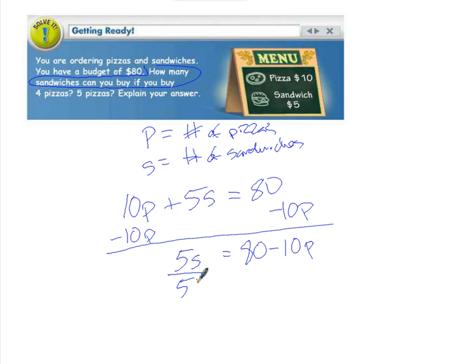So I'm going to divide this by 5. And I'm also going to divide the right-hand side by 5. This whole thing right here is the right-hand side. And I'm going to divide it by 5. So I draw my division bar under that whole right side, and I divide it by 5. That gives me S on the left equals 80 minus 10P divided by 5 on the right.